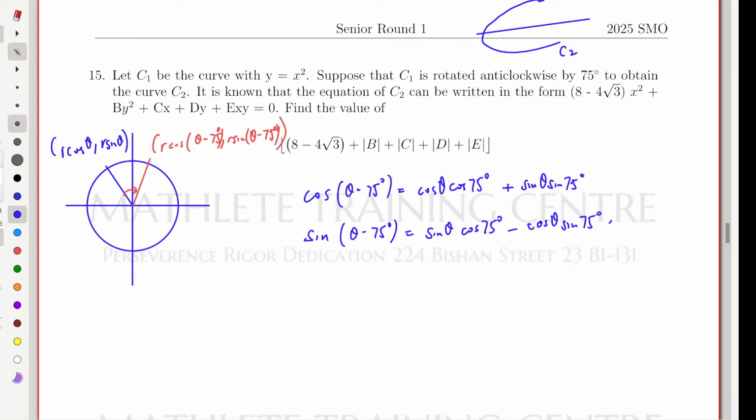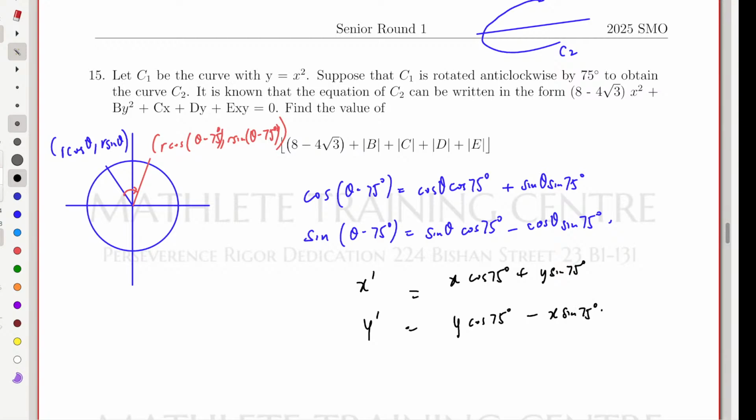Now if you multiply them by r, which I'm going to do, then you can see that the new points are going to be x times cosine 75 degrees plus y times sine 75 degrees. This is for your new x, so let's call it x prime. Your new y will be equal to y cosine 75 degrees minus x sine 75 degrees. Yeah, that looks correct.